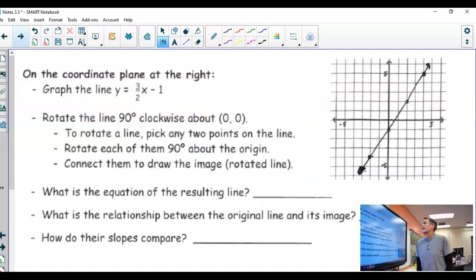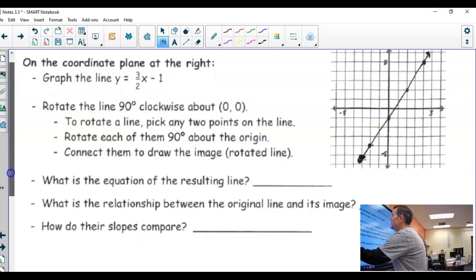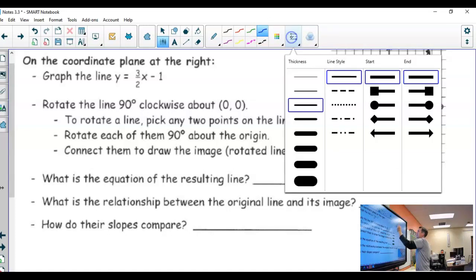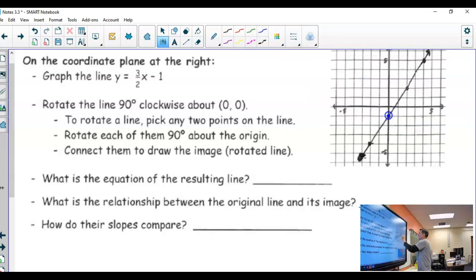All right, so now we're ready to do this. On the coordinate plane at the right, we want to graph this line. Now, I've already done it for you. It had a y-intercept at -1, so I put a dot at -1. The slope was up 3, right 2, and I graphed the line.